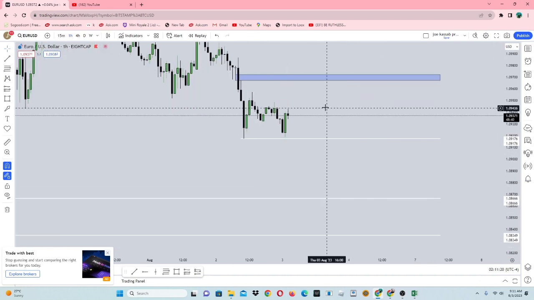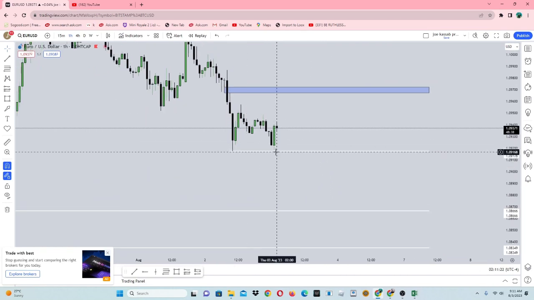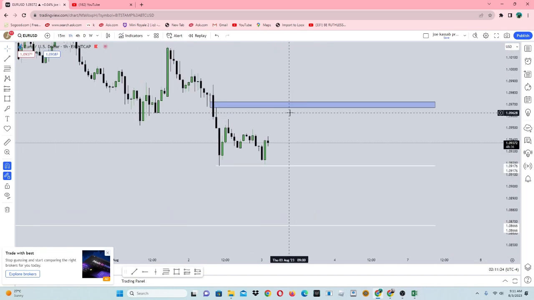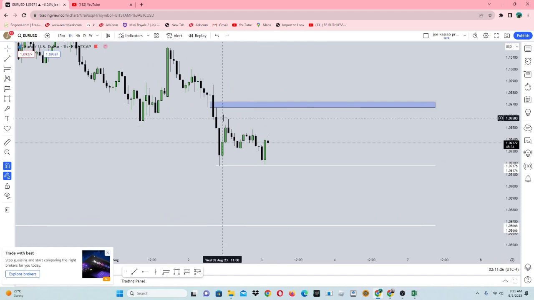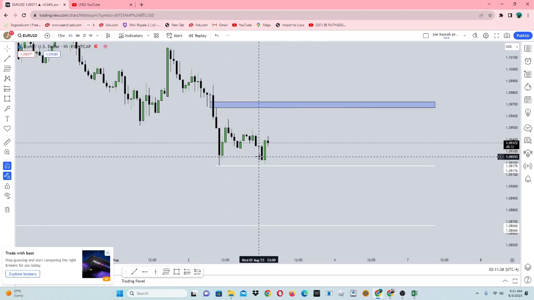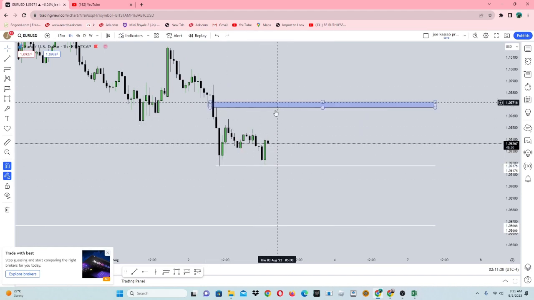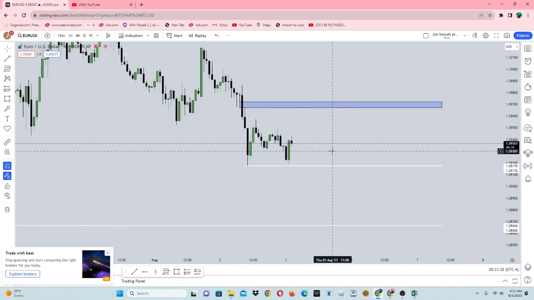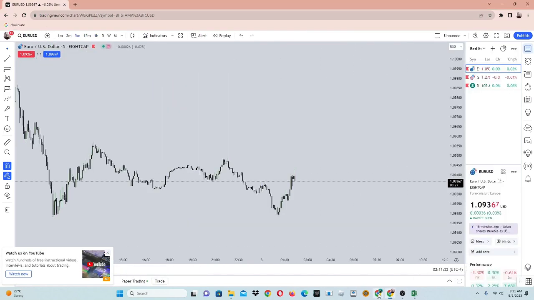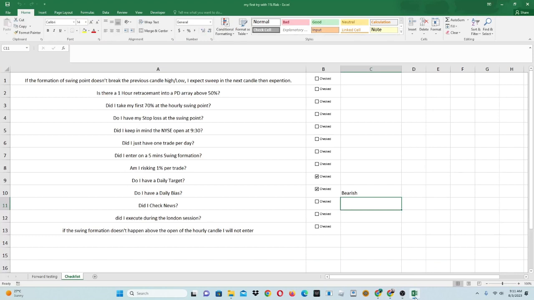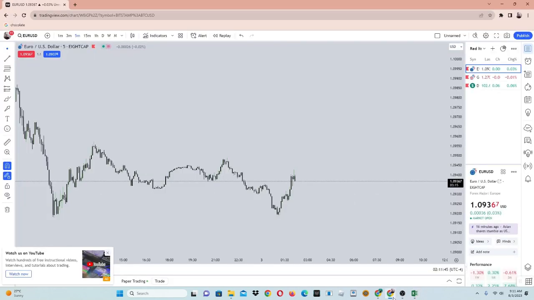So since we have this swing formation right here, I will be anticipating price to take out these highs, but I will not take a counter trend trade. So right here I have these two checked. I need to see a retracement into an hourly PD array. Okay, if there is no retracement, I will not be taking the trade.